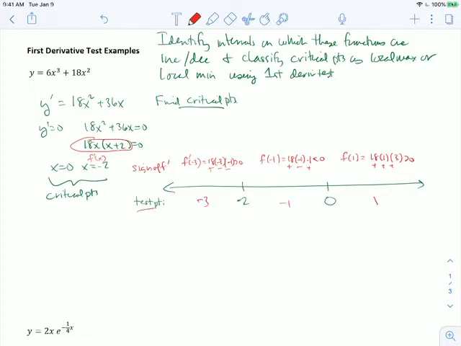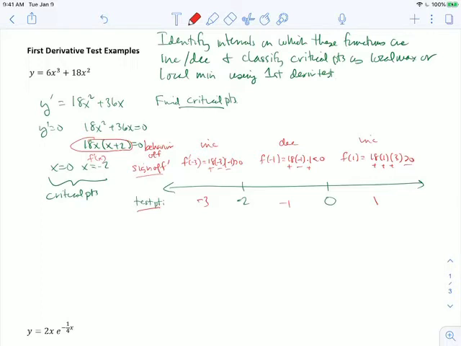So far I've found test points and I've calculated the sign of the derivative at each of those test points. And the next thing I'm going to do is talk about the behavior of f. Well, if the derivative is positive, that means that the function is increasing here. If the derivative is negative on this interval, it's decreasing. And if the derivative is positive, that means that this function is increasing on this interval. So what I've done is I've identified the behavior of the function on each of these 3 intervals.